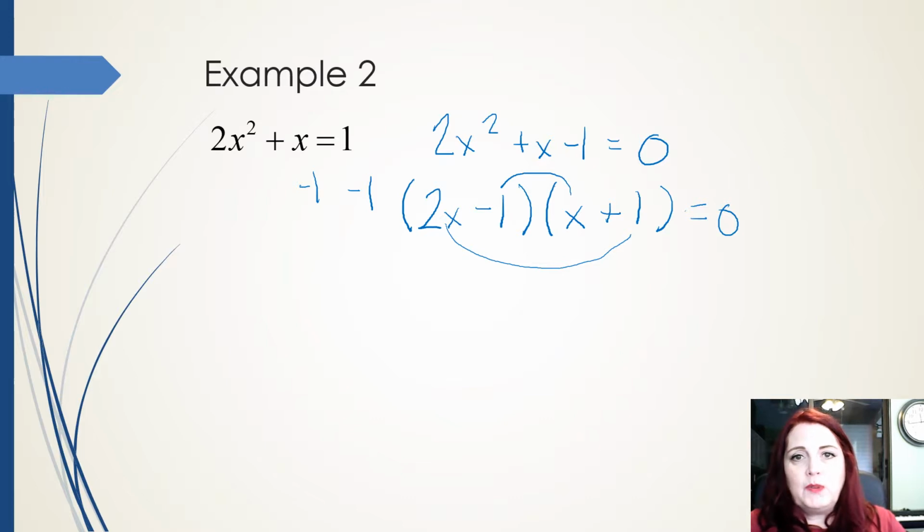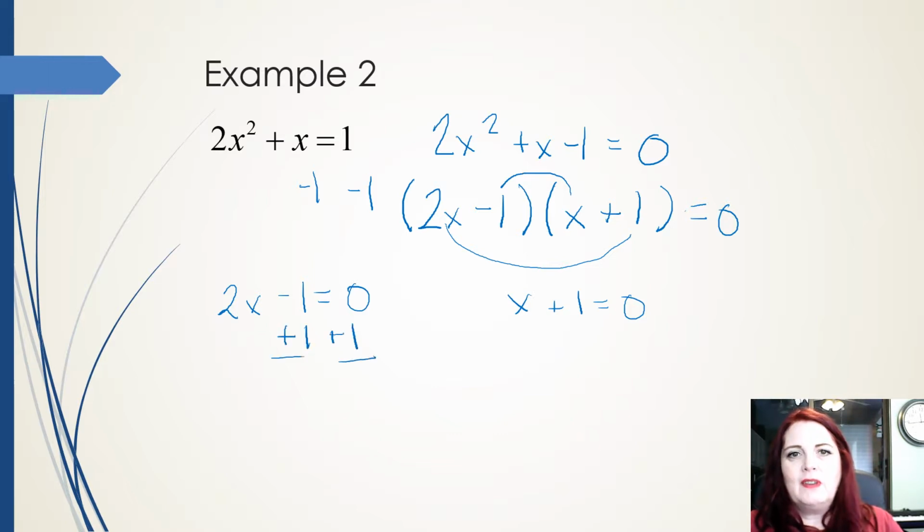Now we're going to set each one of those factors equal to 0: 2x minus 1 equals 0 and x plus 1 equals 0. And we're going to solve for this. So for this first factor, we're going to add 1 to each side of the equation, and we'll get 2x is equal to 1. And we want x by itself, so we'll divide by 2. And we get x equals 1/2.